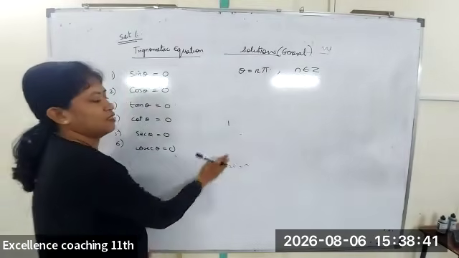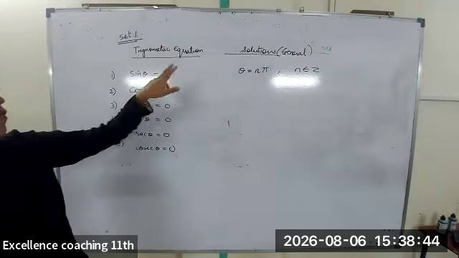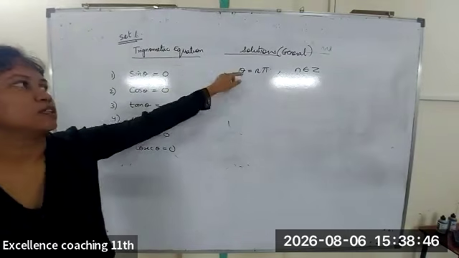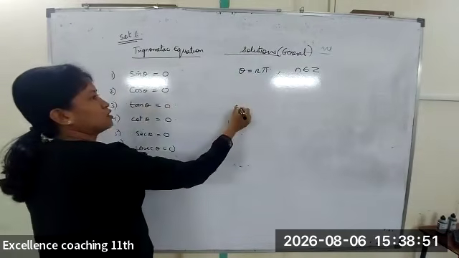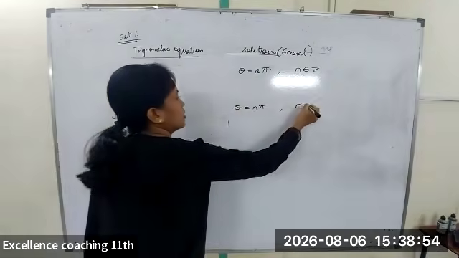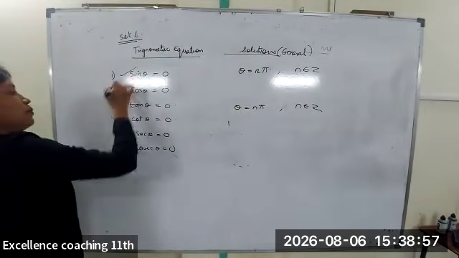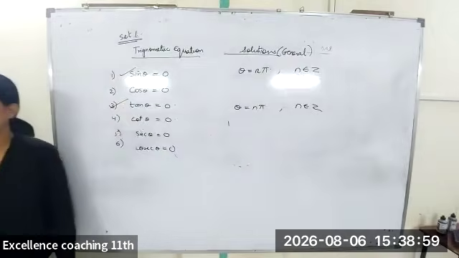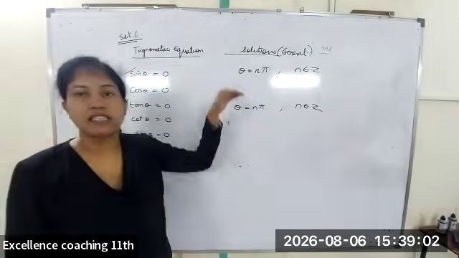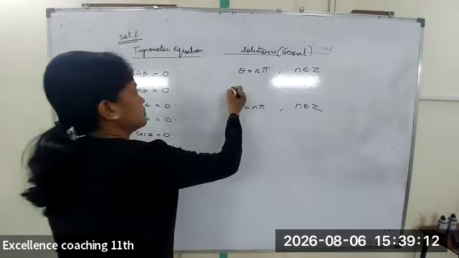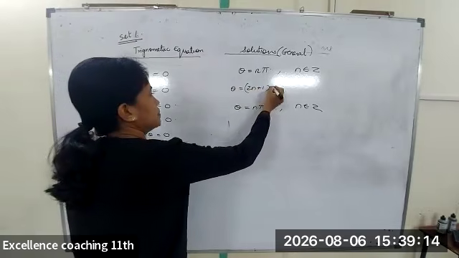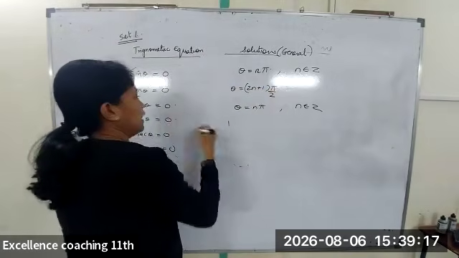The good thing is you have to learn only two things: one for sine and one for cos. Sine and tan have the same solution. Whatever you learn for sine, the same goes for tan. What is the solution? Theta equals n pi. And the other one is for cos and cot.